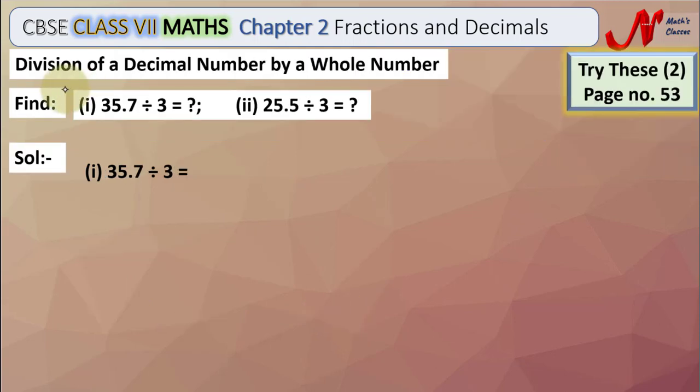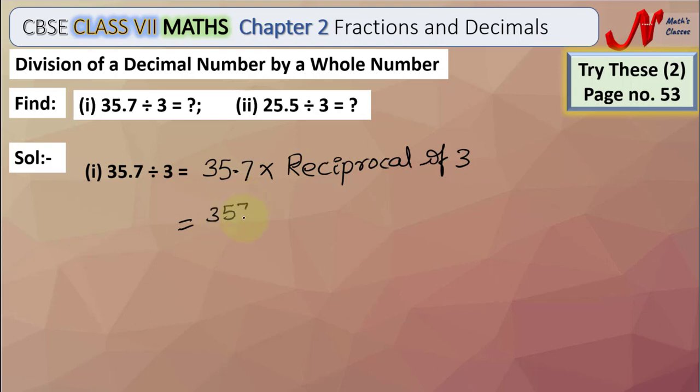Now we are going to discuss division of decimal numbers by whole numbers. We solve the Try This problem, page number 53. In this problem there are 2 parts given. First we find the value of 35.7 divided by 3. So we can write 35.7 into reciprocal of 3. 35.7 can be written as 357 by 10 because we have one digit after decimal point. Reciprocal of 3 we can write as 1 by 3.